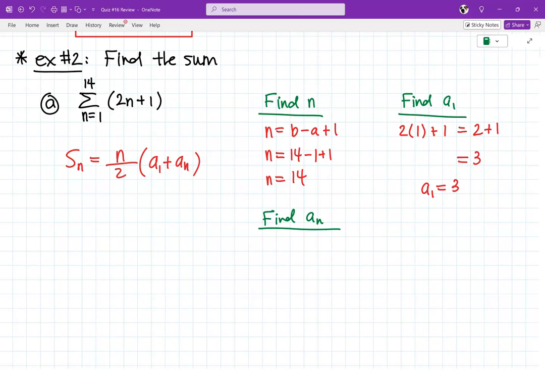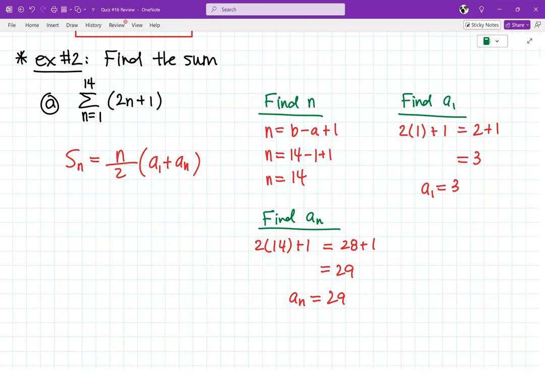To find a sub n, you're going to plug in your upper bound, the top number, so 14. So 2 times 14 plus 1, that's 28 plus 1. So this comes out to 29. So a sub n is 29. And now I have everything I need to plug into that little equation. Again, use your calculator or do it in your head, however you want.